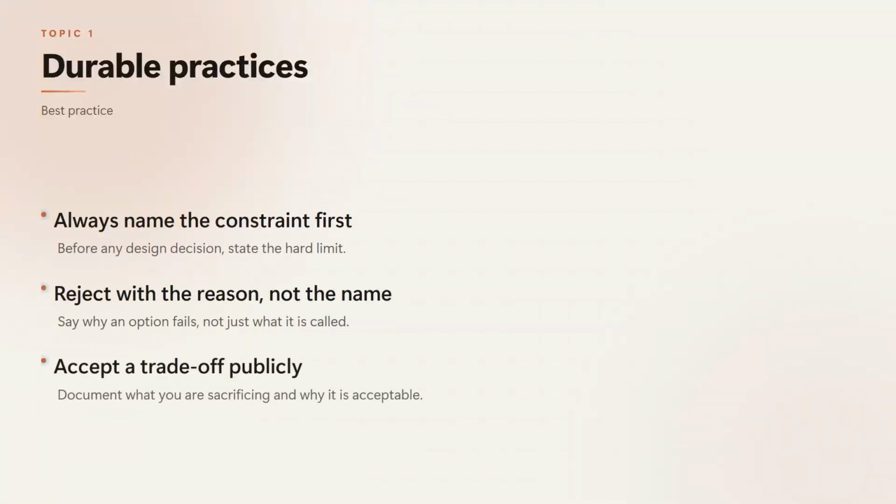The durable rule is this: before you make any design decision, state the binding constraint out loud. When you reject an option, give the reason it loses, not its name. Rejecting a routing classifier is trivia, rejecting it because it bypasses the language understanding you are paying for is the lesson. And always document the trade-off you are accepting. No architecture is free, make the cost explicit so your team can agree it is worth paying.